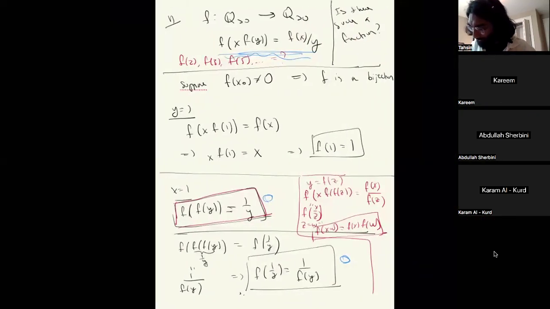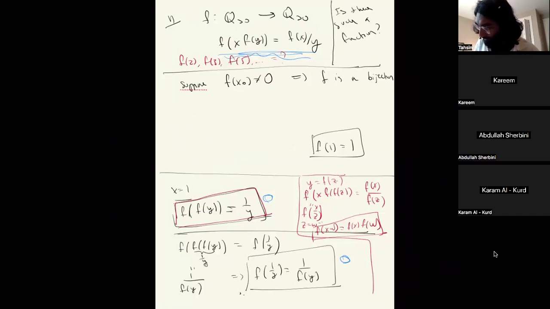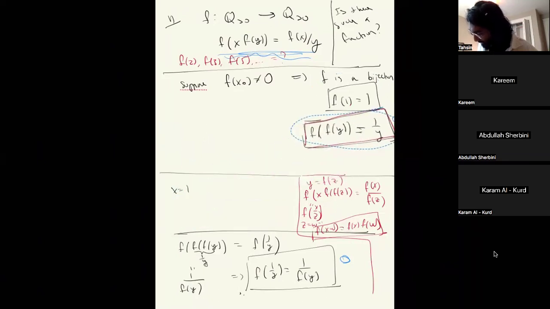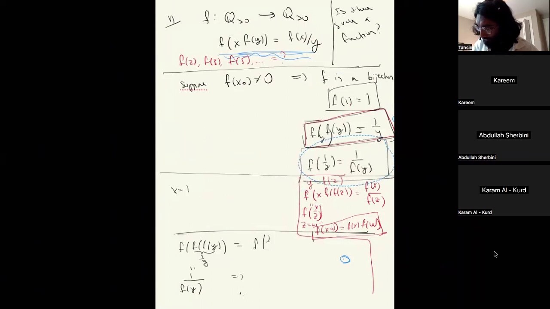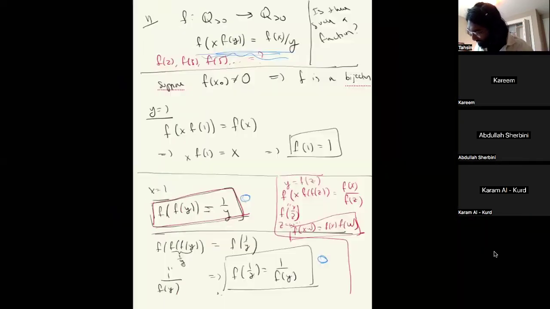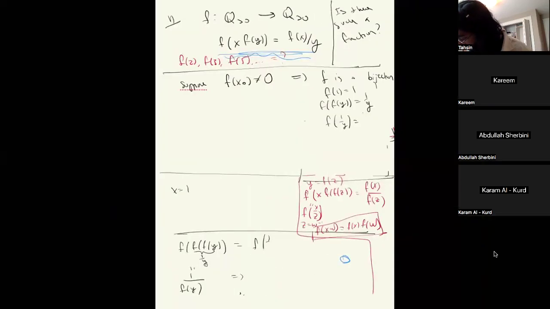So we have a lot. Let's collect all of our information. So we have this, we have this, we have this. Maybe I just rewrite this. So f of 1 equals 1, f of y equals 1 over y, and we have f of 1 over y equals, what's that right? 1 over f of y. And we have this Cauchy equation.